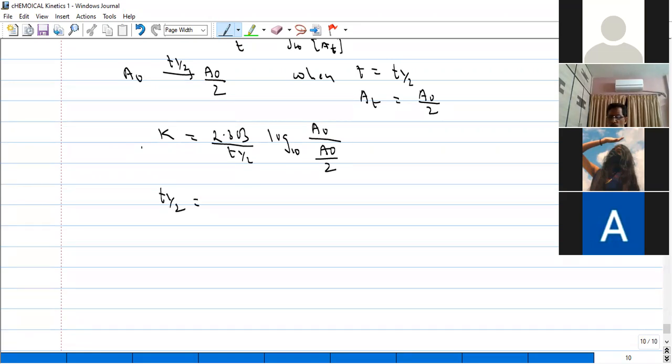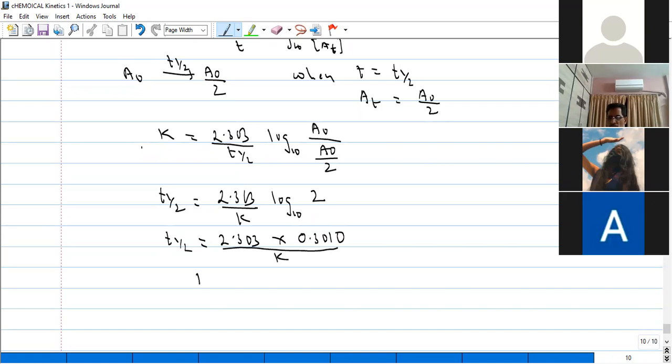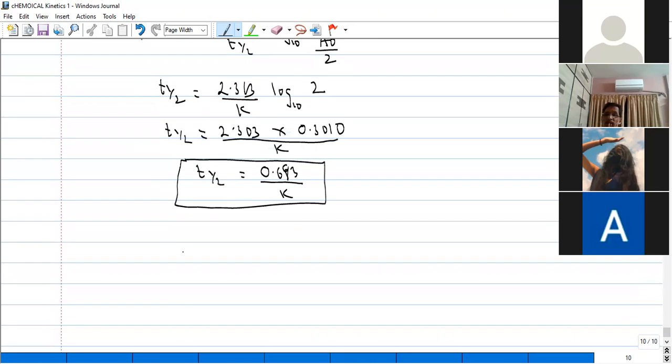T-half is equal to 2.303 upon K log to base 10 2. 2.303 log to base 10 2 is 0.693, so T-half is equal to 0.693 upon K. This is the expression for half-life for first order reaction. Half-life is independent of initial concentration.